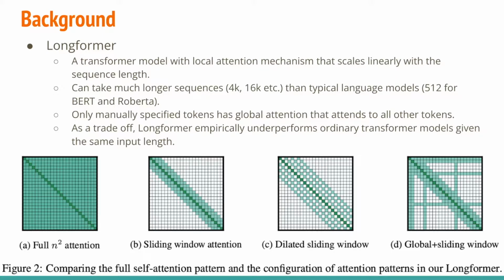As a background, we need to know something about Longformer. Longformer is a transformer model with a local attention mechanism that scales linearly with the sequence length. The ordinary transformer models are quadratic in the input length, because every token is attending to every other token, so it's n-squared attention.